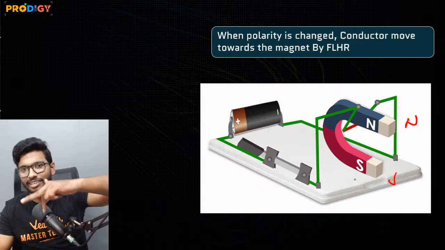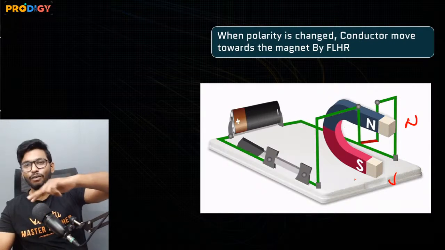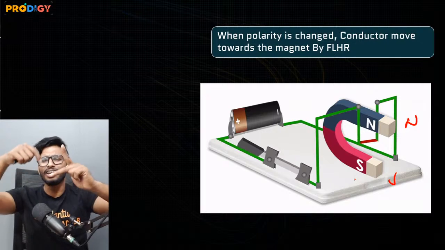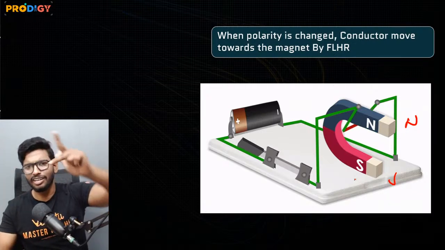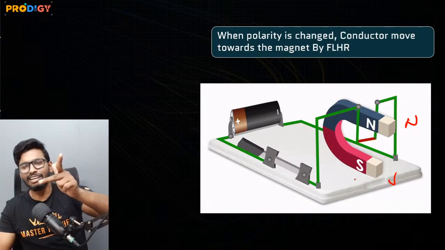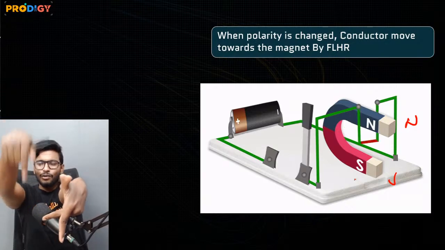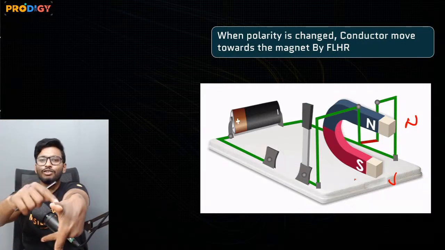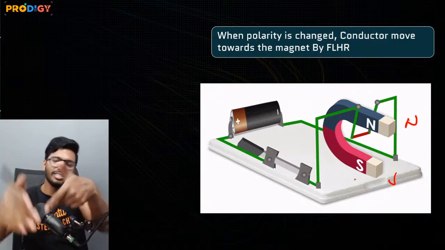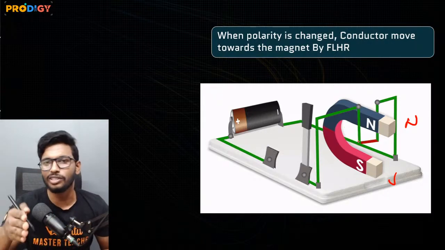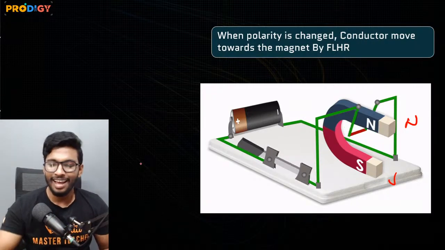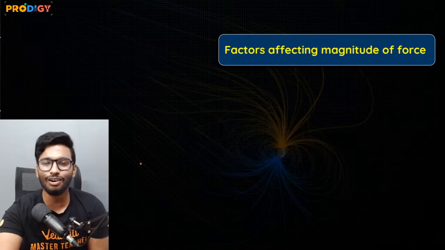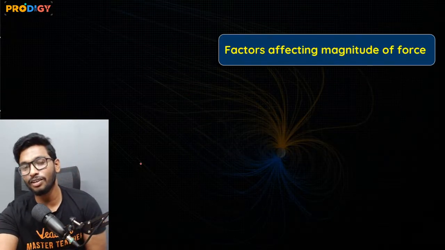So if you look at the direction of the force on the current carrying conductor, okay, I showed the other way around. The middle finger shows the direction of current, which is going from left to right, and the magnetic field is going from north to south. So basically it's going downwards. So the force on the current carrying conductor will be towards the magnet, and that's why it's going towards the magnet. Got it? So that's it, people. That is what the direction of the force on the current carrying conductor depends on.